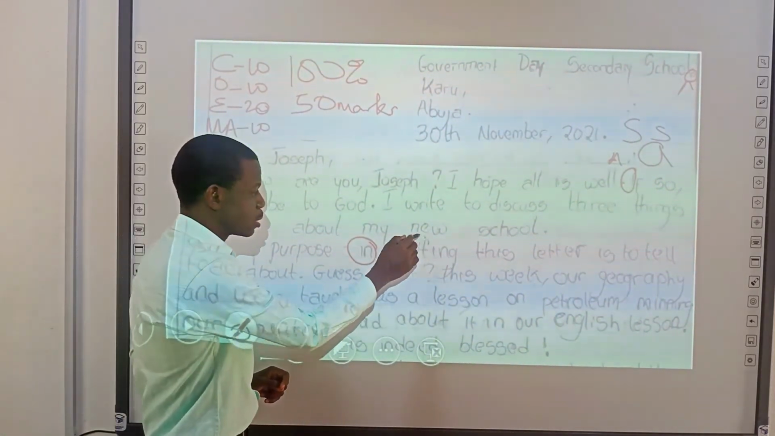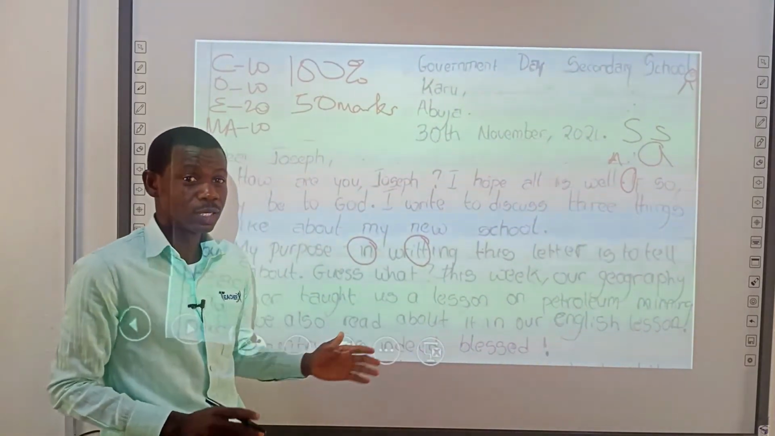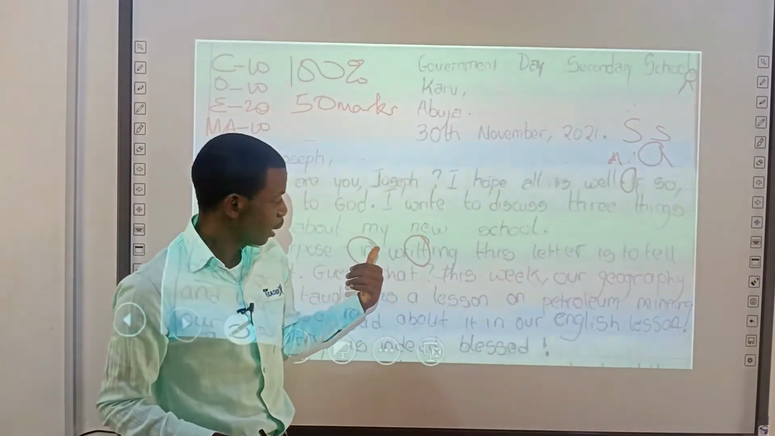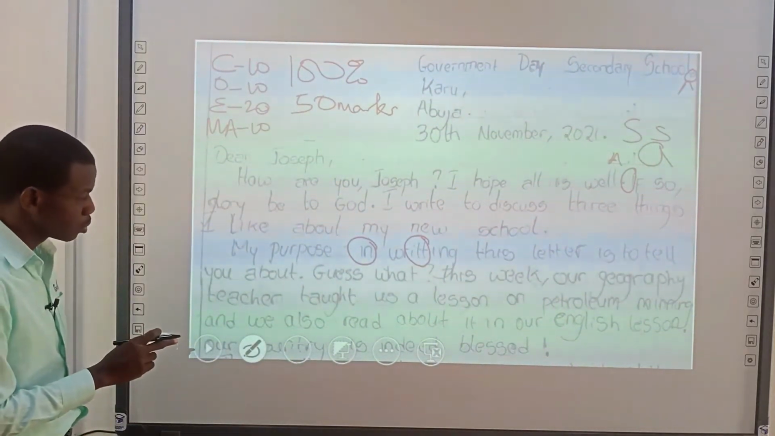So it should be 1 T. So many of us do not know how to write writing. Writing is not double T. It is written that is double T. Written, the past participle. All right. My purpose of writing this letter is to tell you about.